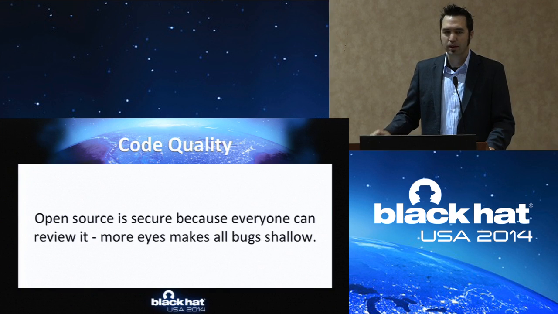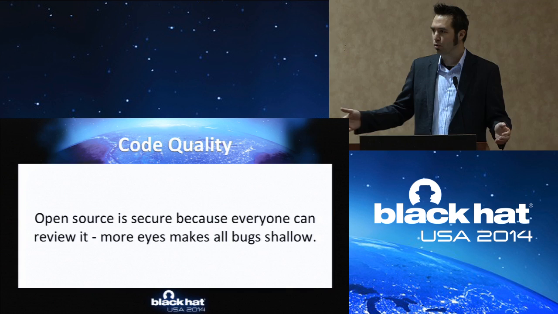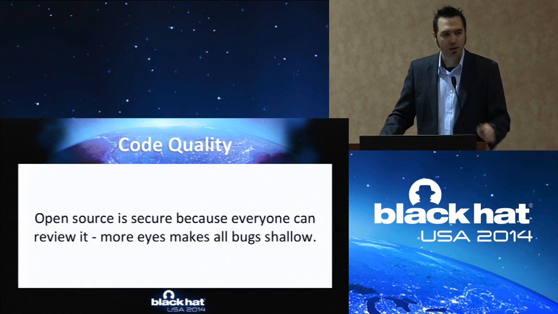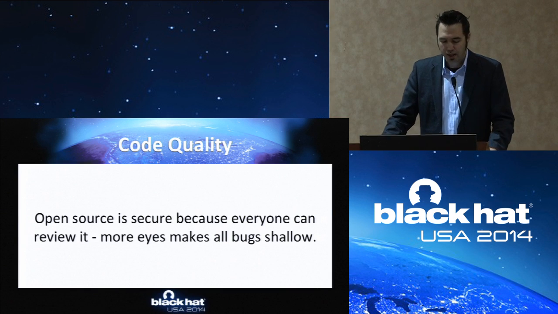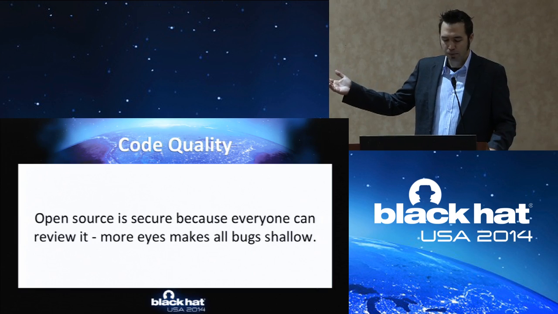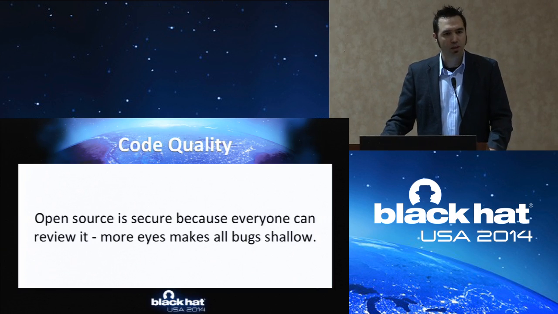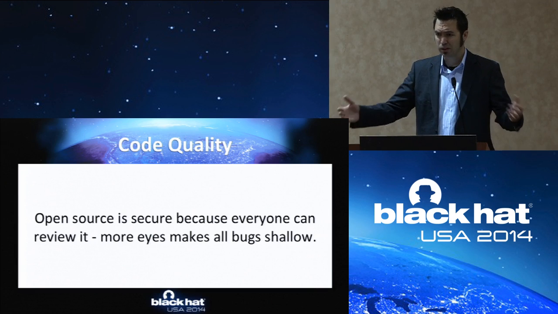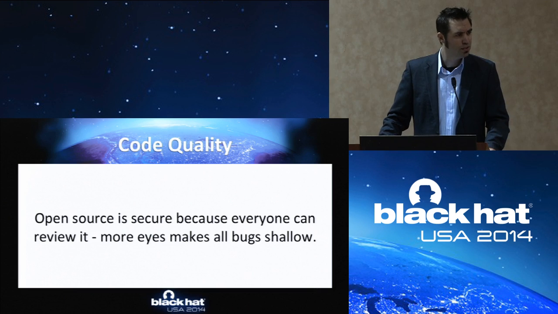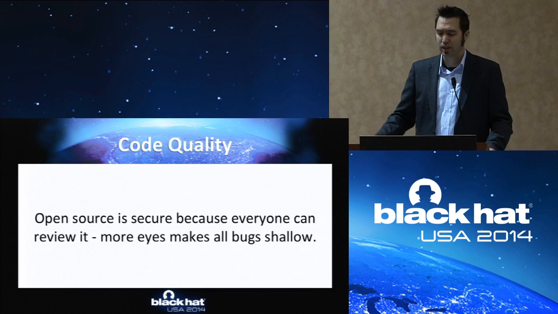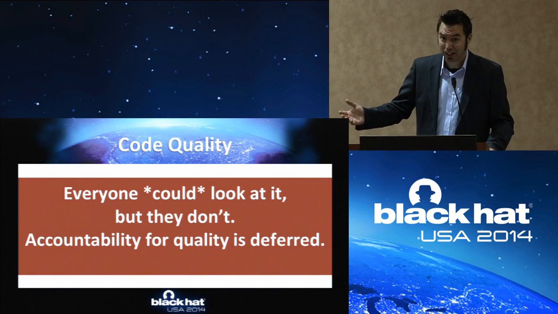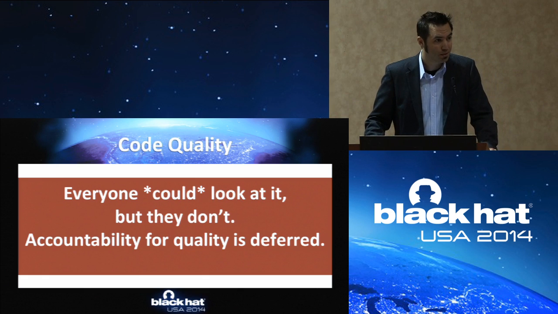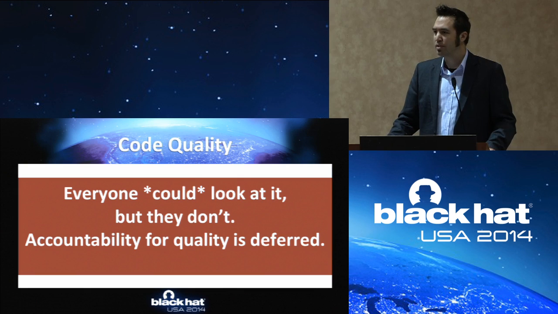But what always comes up right away is this open versus closed source debate, right? Like Heartbleed comes out and then all of a sudden it's just don't use open source because open source is awful, right? And what you'll hear people say all the time about open source is that it's actually secure because everyone can look at it. They can find bugs easier. It makes bugs shallow to find, and that's why it's more secure. But the reality is everyone could look at it, but they don't, right? And so when it comes down to it, accountability is deferred for the most part.